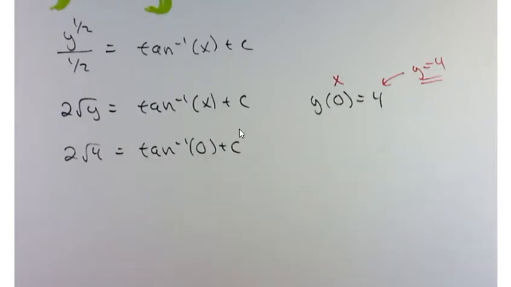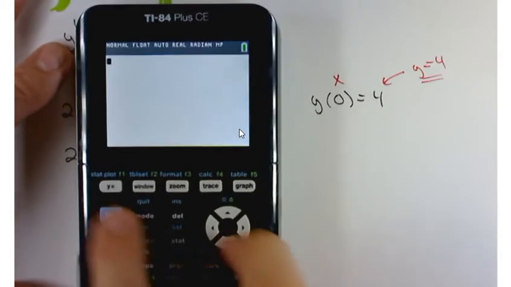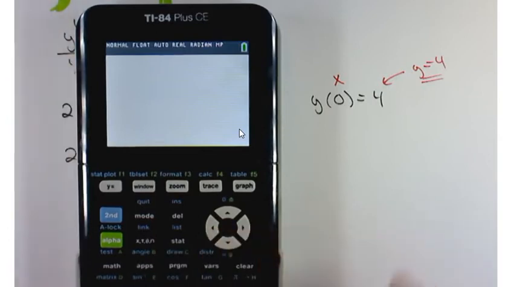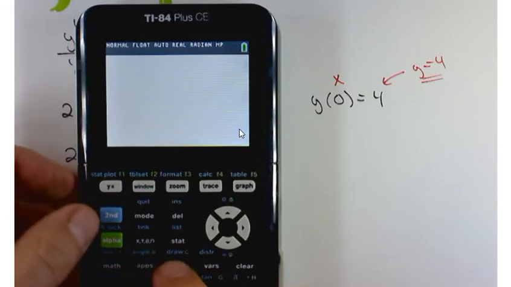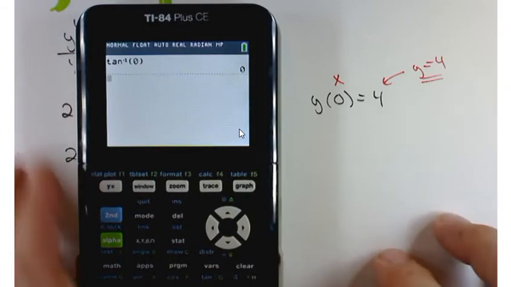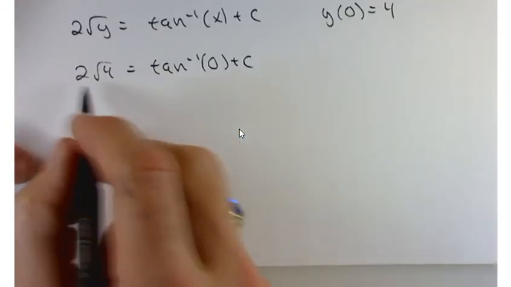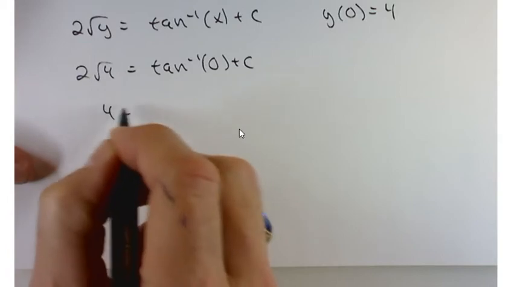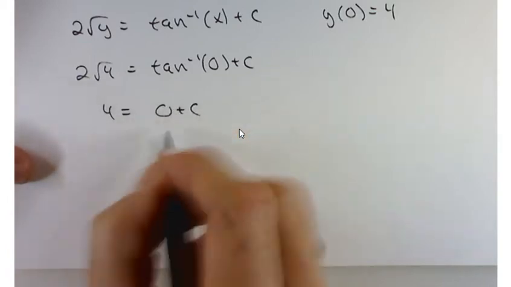Take out your calculators unless you know this off the top of your head. Find the inverse tangent of 0. It's up to you if you want to put your calculator in degrees or radians. For the inverse tangent functions, sines, cosines, etc., maybe you're better off in degrees. 0. Yeah, it should be 0. So, inverse tangent of 0 is 0. So you get 2 times 2, which is 4, equals 0 plus c. In other words, c equals 4.